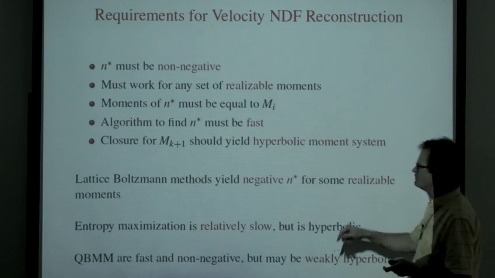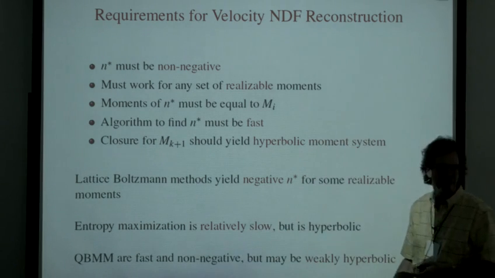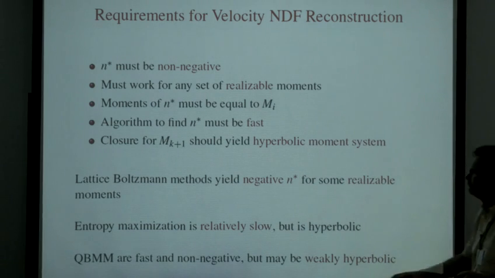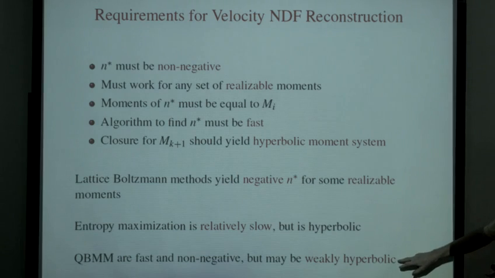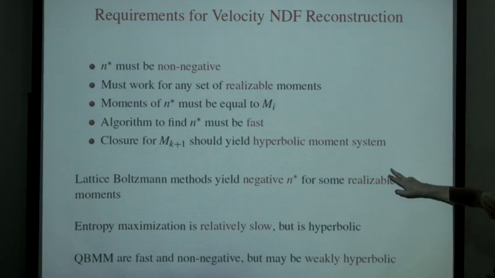And so the quadrature-based moment methods are fast, because the inversion algorithm is fast. And they're guaranteed to be non-negative. That's the quadrature part of it. But the ones that you usually see, the ones that we published at the beginning, were weakly hyperbolic, and I'll explain what that means. Weakly hyperbolic is different from hyperbolic because you have repeated eigenvalues. So you have two velocities that are the same, and you don't have a separate eigenvector, and what happens is you get mass accumulation.